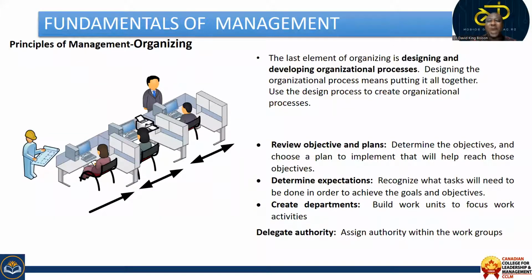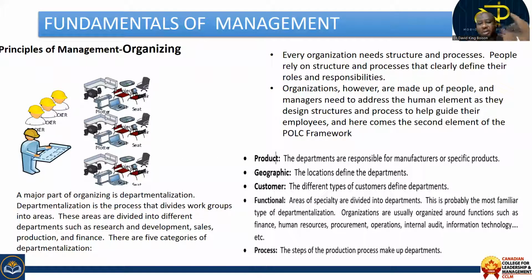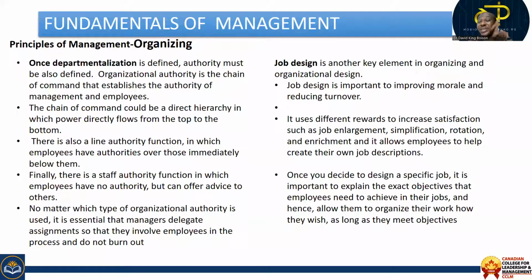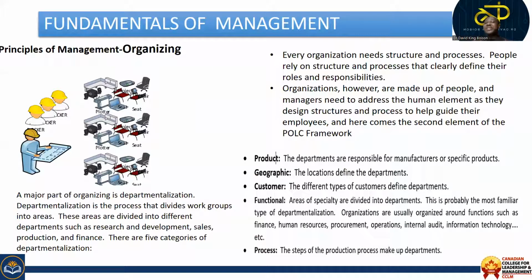Okay. And the last element is designing and developing organizational processes. I've already highlighted that one. Designing organizational processes means putting it all together and using the design process to create organizational process. Once you've segmented the organization based on those criteria we talked about: product, geography, customer, function, process. You may have used only one of them, maybe functional, that's what we know.